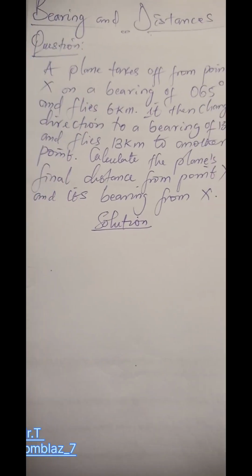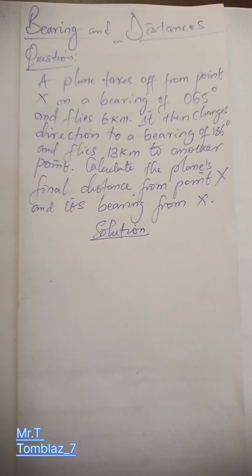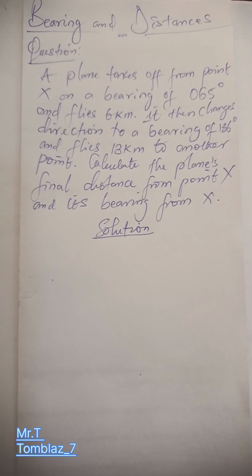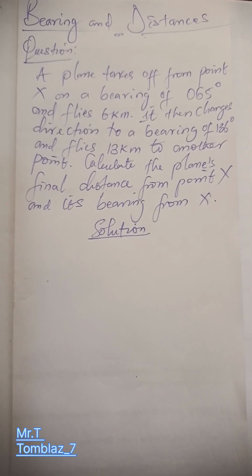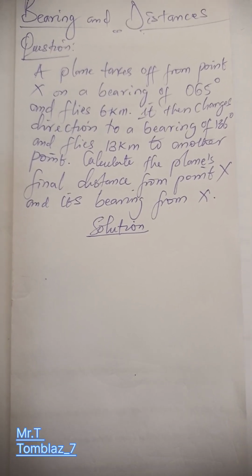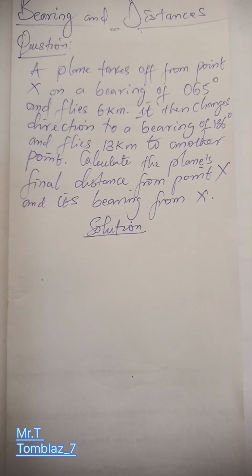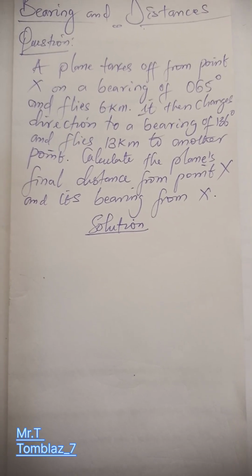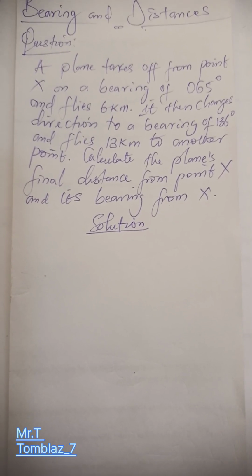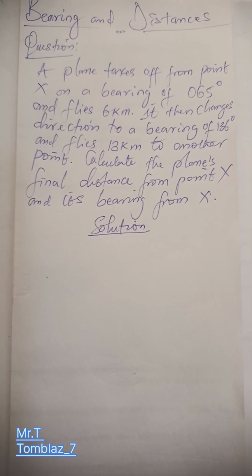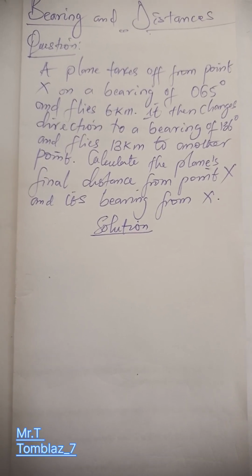So today I'll be solving a question on bearing and distances. A plane takes off from point X on a bearing of 065 degrees and flies 6 kilometers. It then changes direction to a bearing of 136 degrees and flies 13 kilometers to another point. Calculate the plane's final distance from point X and its bearing from X.